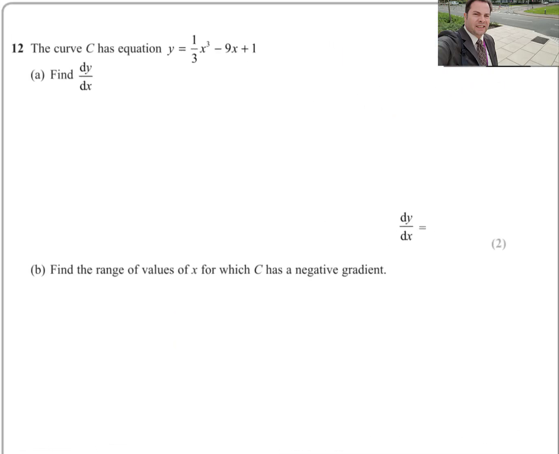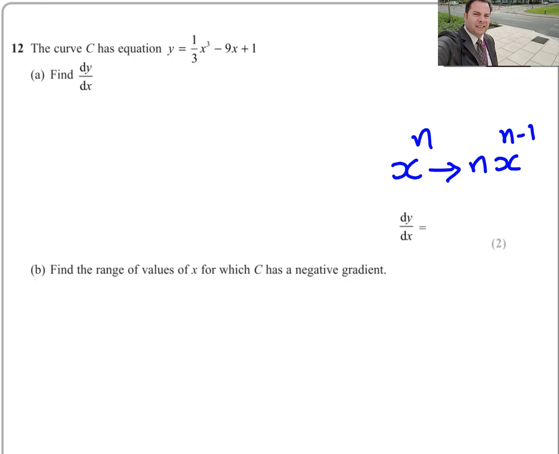Question number 12. The curve C has equation y equals one third x to the power of 3 minus 9x plus 1. Find dy by dx. To get the derivative of this function, as we know, if we have x to the power of n, its derivative is n x to the power of n minus 1.